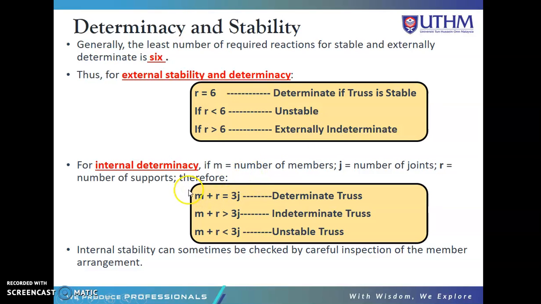Okay, for internal determinacy, we use this equation. Previously, our equation for the truss was M plus R equal to 2J, whereby it could be equal, greater or less. But for the space frame, we use this kind of equation, so it becomes 3J.